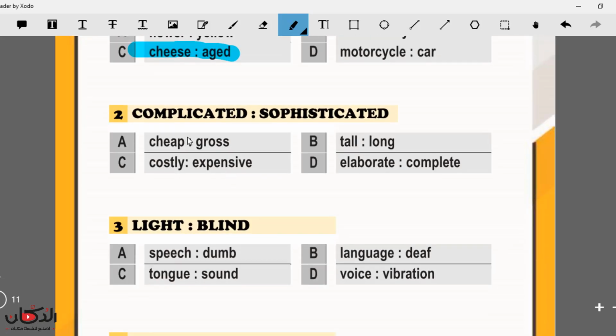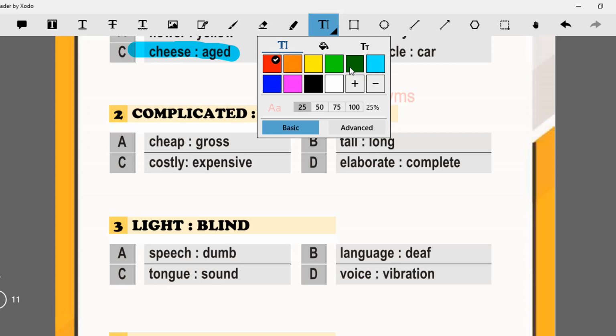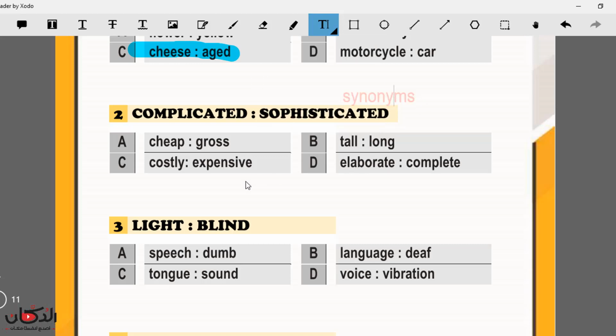Okay, number 2, complicated and sophisticated. Before you answer what the relationship is between complicated and sophisticated, you will find that they are synonyms. They have the same meaning, so choose the 2 words which have the same meaning. Synonyms like what? Cheap and gross, tall and long, costly and expensive. Yeah, that's the correct answer. They are synonyms, they have the same meaning.